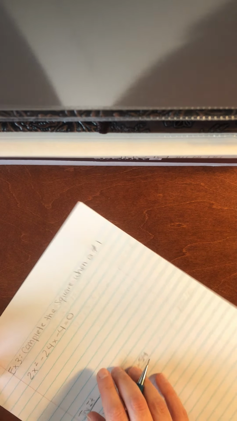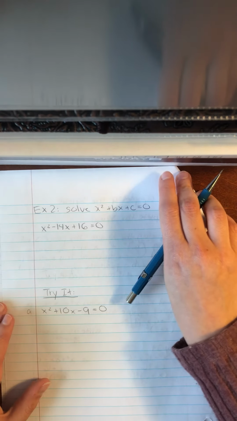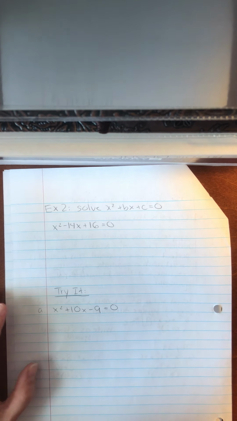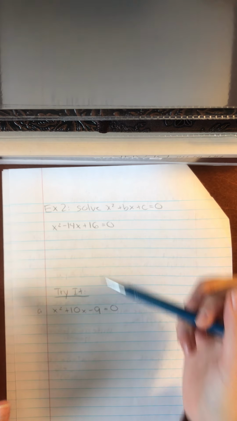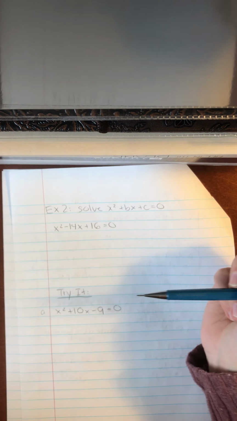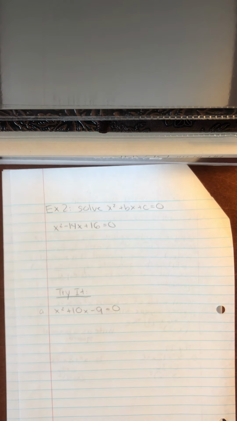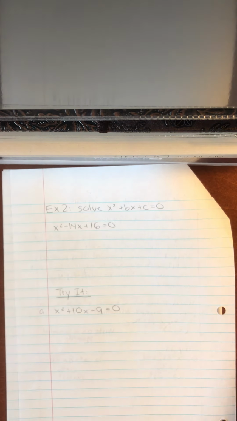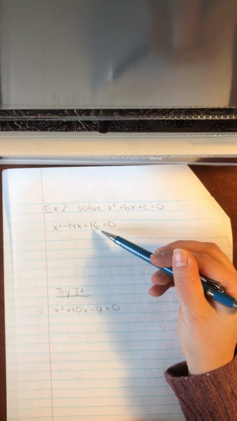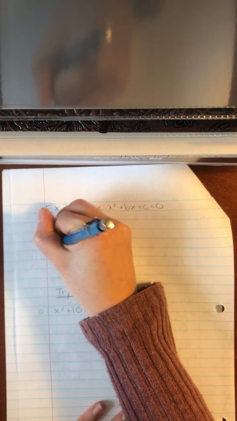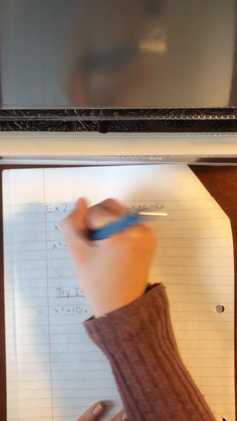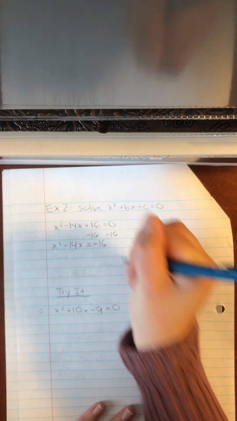Okay, moving on to example 2. So this is reviewing from yesterday, completing the square. So solve x squared plus bx equals 0. So the first equation is x squared minus 14x plus 16. Before we take half of our middle term and square it, we have to first move over the 16, because remember we always move over our constant term first. So I'm going to subtract 16 on both sides. Now I have x squared minus 14x equals negative 16.